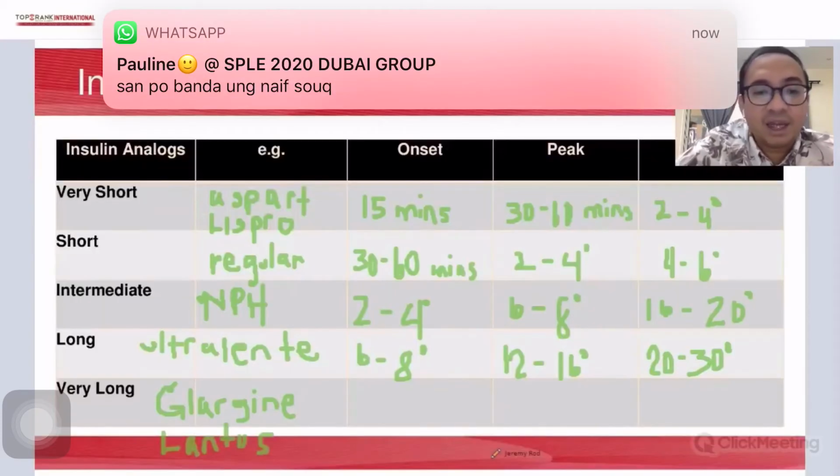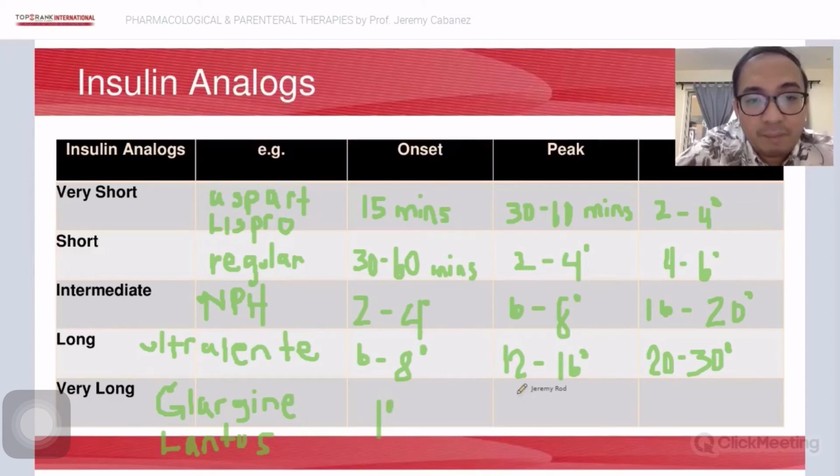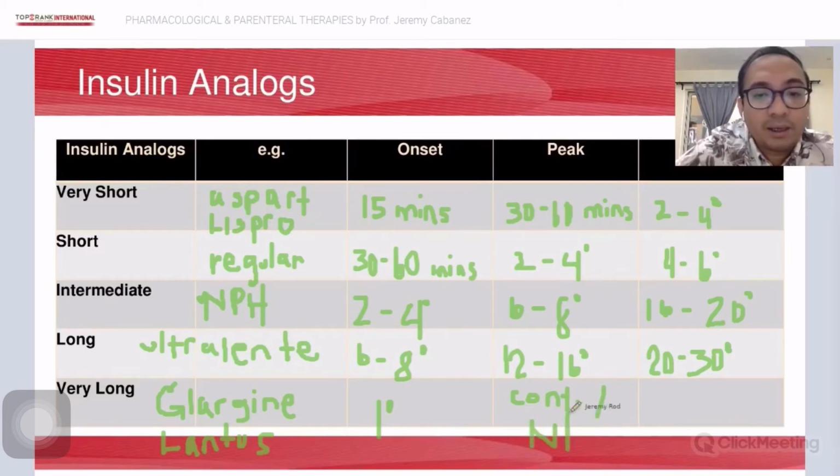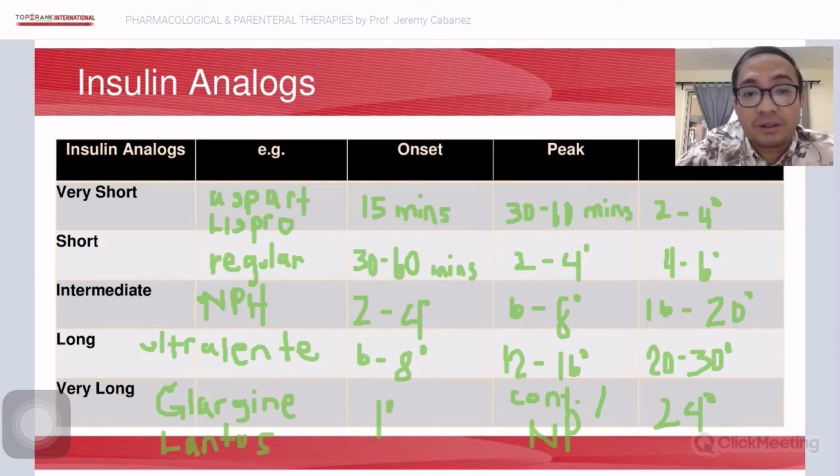And finally, glargine and Lantus. So ano po ang number combination? Onset is 1 hour. Peak is continuous, or ang tawag ng iba dito, it has no peak. And what is the duration? The duration is 24 hours. So that's why it should only be given once a day.